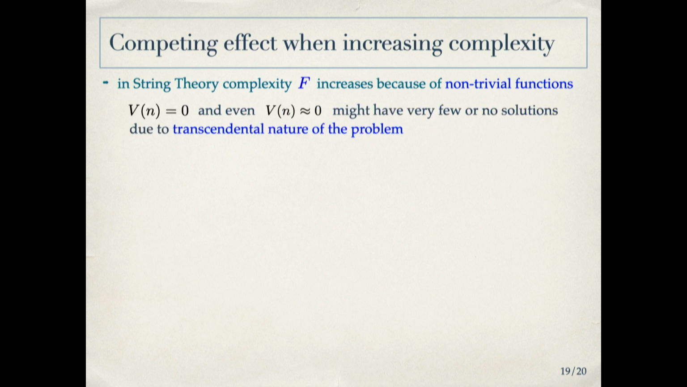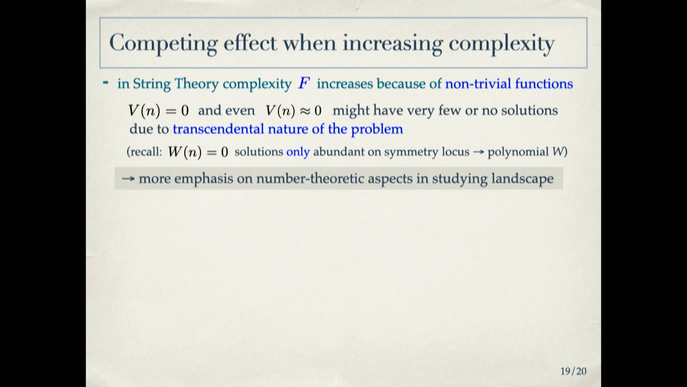If we then impose v equal to 0 or even v equal to small, this can have very few solutions or no solutions because of the transcendental nature of the problem. So my suggestion is that we should put more emphasis on the number theoretic aspects in studying the landscape. This is often done in amplitude literature, but it has not been done very much in studying these landscape questions.